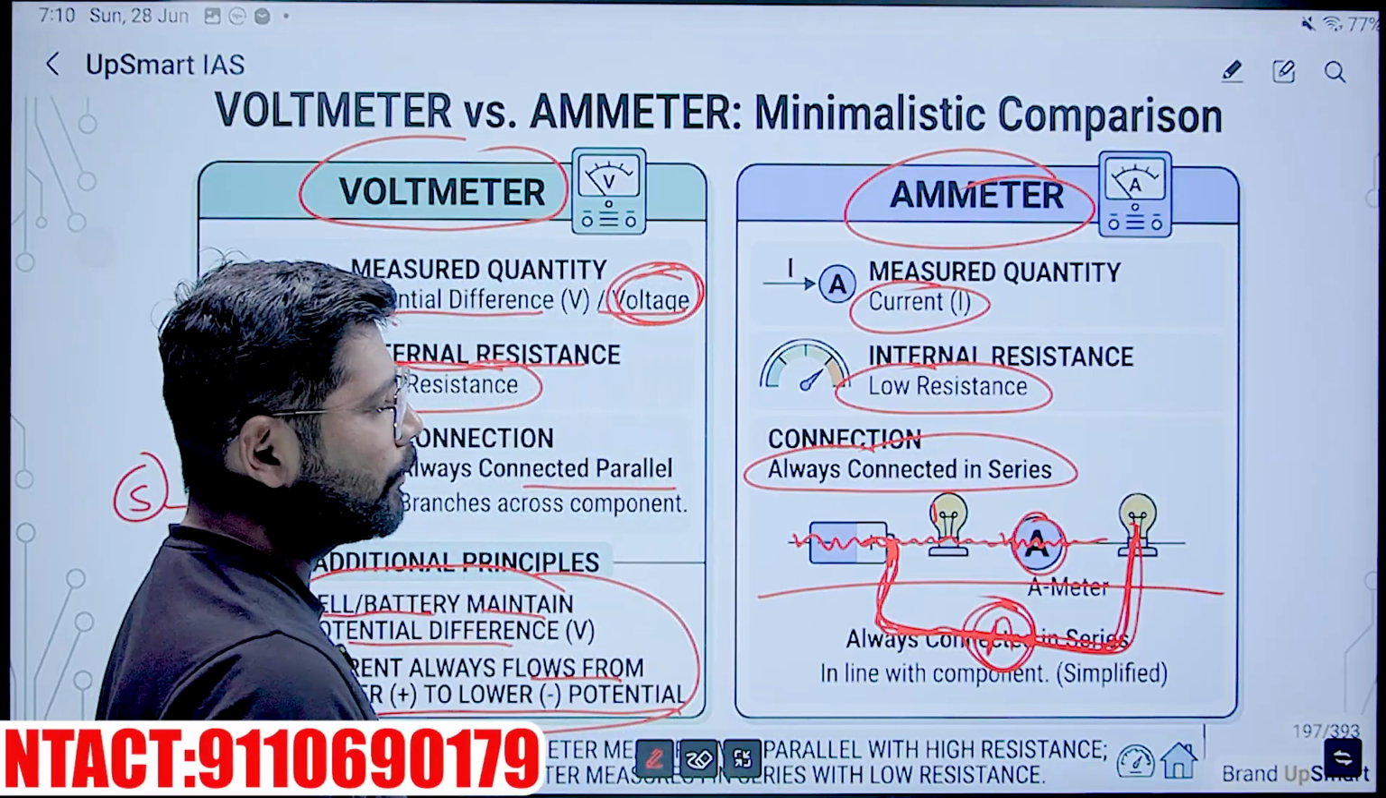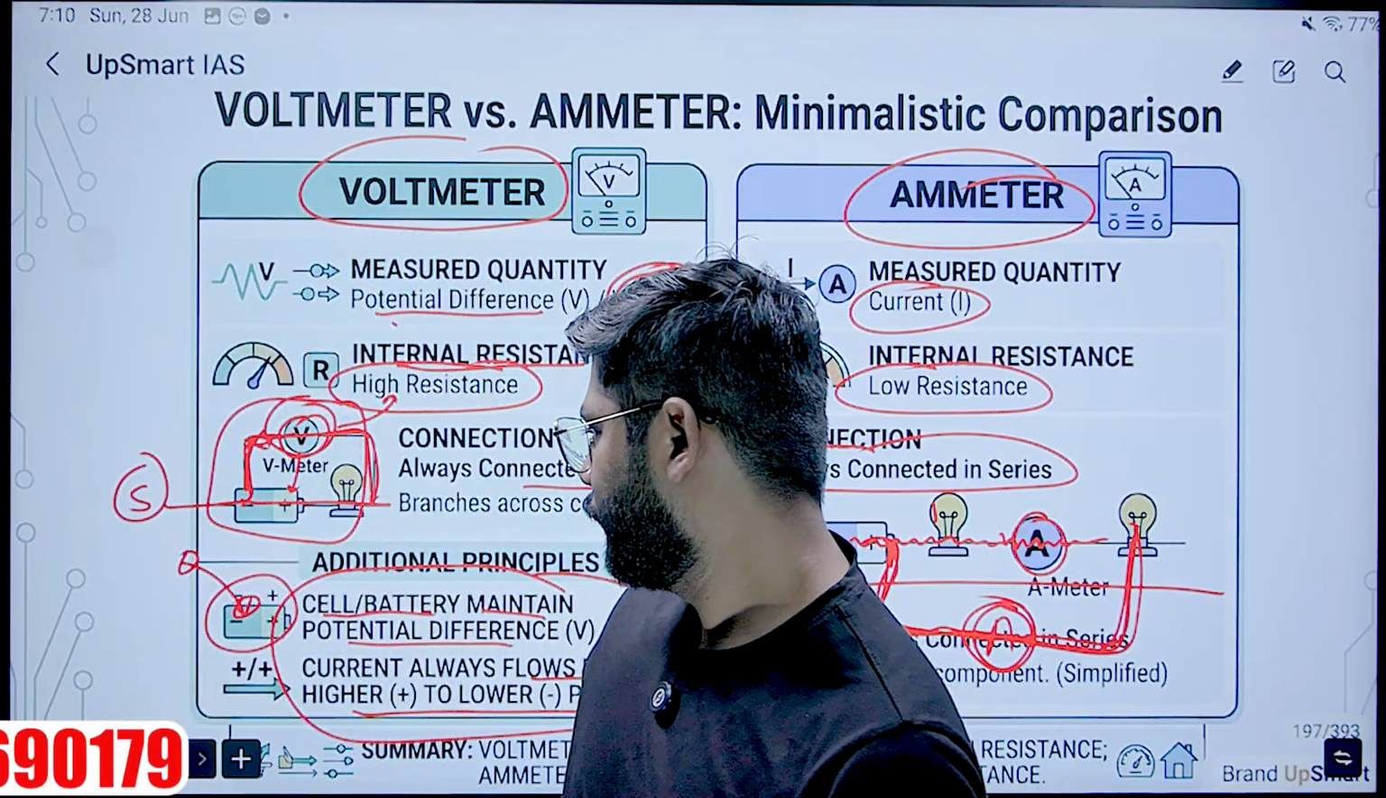So that is what we need to know about the difference between the ammeter and the voltmeter.